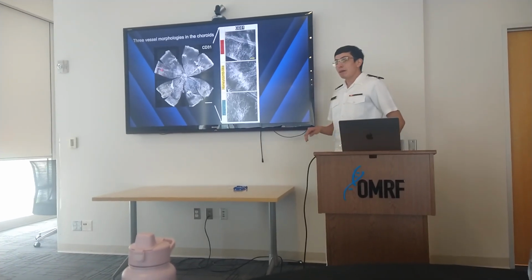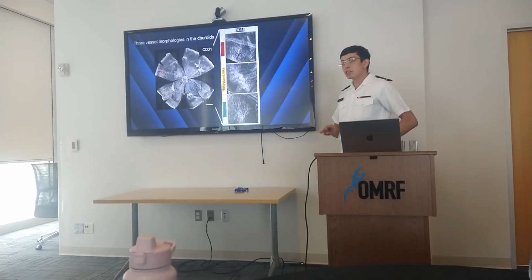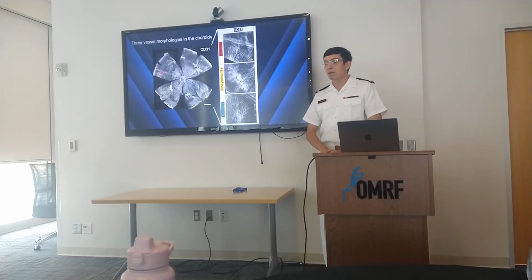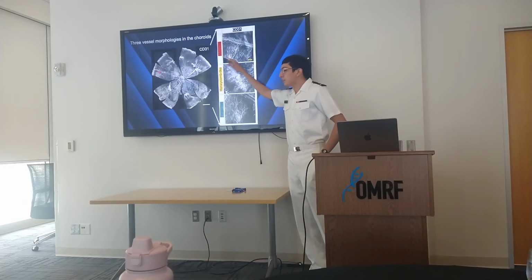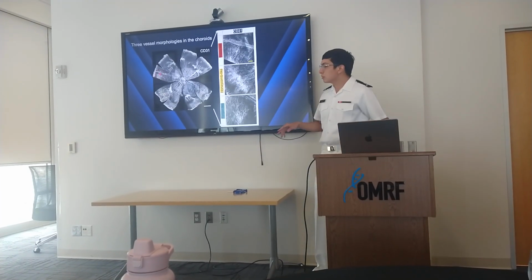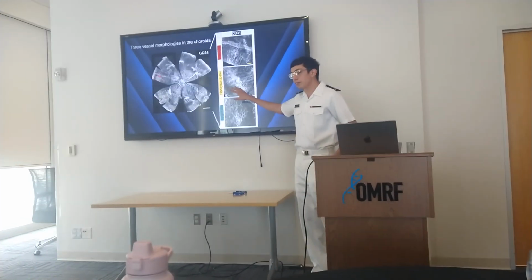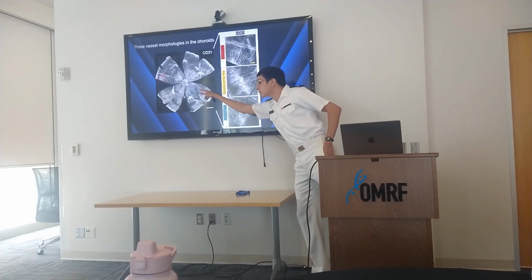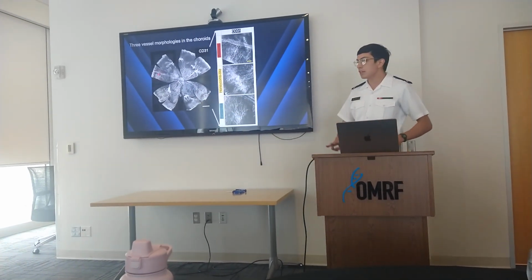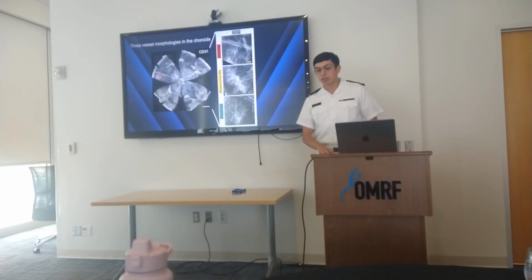But based on these images, we noticed 3 distinct vessel morphologies within the mouse choroid itself. First, we have maze-like vessels at the periphery of the choroid. Along with this, we have honeycomb-like vessels also along the periphery. And last but not least, we have finger-like projections from the middle of the choroid. Those are the 3 different areas that we compared our mouse samples to each other with.